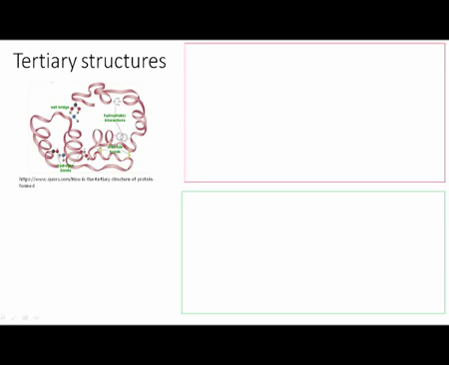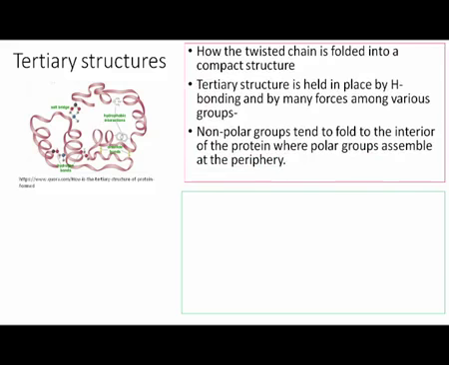So, that is the secondary structure. Now the tertiary structure. So, what is tertiary structure? Tertiary structure is how the twisted chain is folded into a compact structure. It is held in place again by hydrogen bonds and many forces like the hydrophobic forces, disulfide bonds, hydrogen bonds, ionic bonds or the salt bridges and so on.